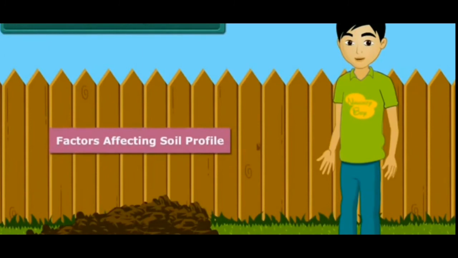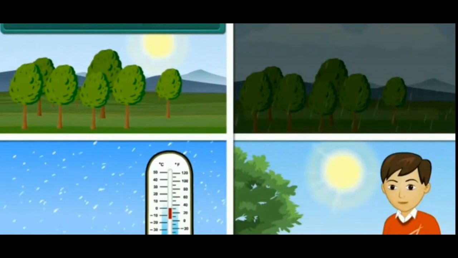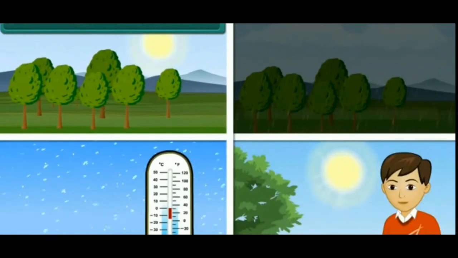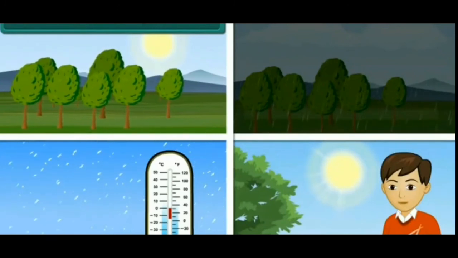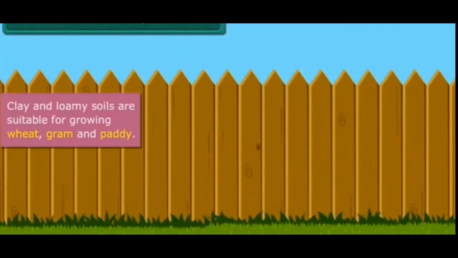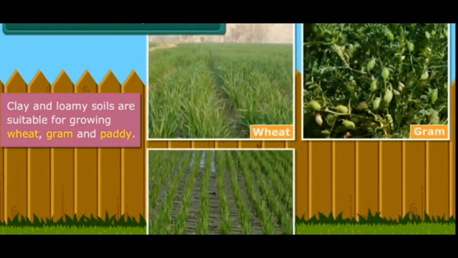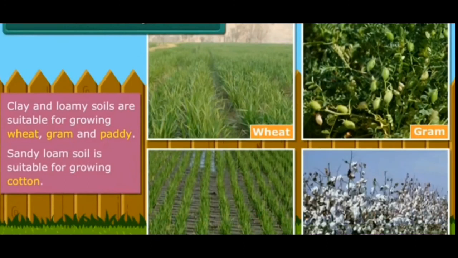Soils and crops. Factors that decide the soil structure of a place are temperature, wind, rainfall, sunlight, and humidity. Clayey and loamy soil are suitable for growing wheat, gram, and paddy. Sandy and loamy soils are suitable for growing cotton.